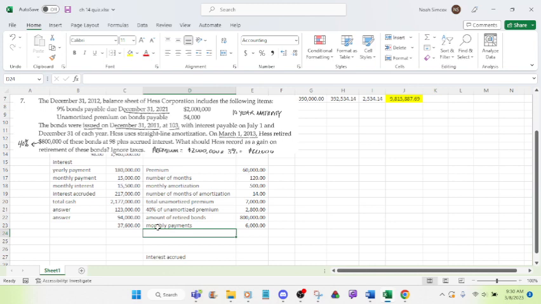I don't know if I'm even doing it right. I'll look at his way of doing the solution. So we have monthly payments, we have monthly amortization. Oh, wait a minute. No, this doesn't make any sense. Come on. Man, this is so confusing.